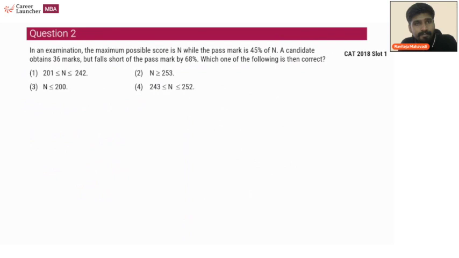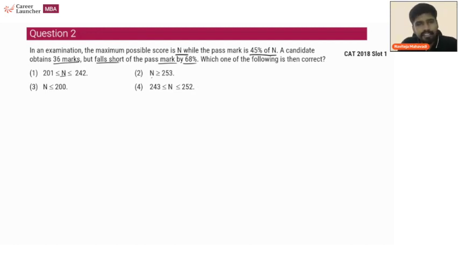Take a look at this question. In an examination, the maximum possible score is n. There is some maximum possible score n, and all the options are talking about n, so we have to find n. Pass marks is 45% of n. We don't know how many. A candidate obtains 36 marks, but he falls short of the pass marks by 68%. Which of the options is then correct?